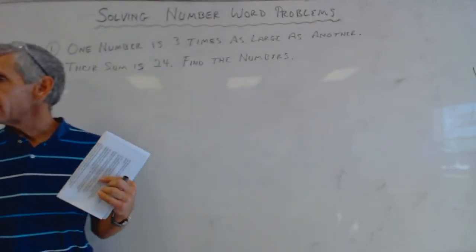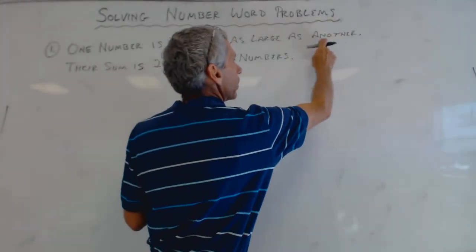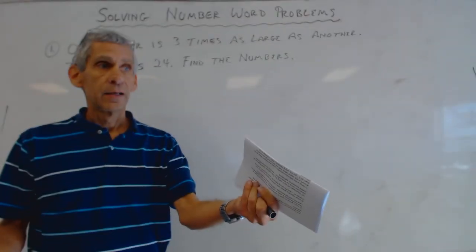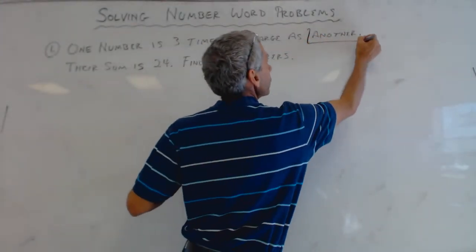So when you see this kind of problem, one number is 3 times as large as another, which is the base? Which is the foundational number? It's another, because you can't just say 3 times as large as nothing. I can't say Raven is 3 times as large as, right? I gotta know as what. It's the what first. So the another is your first thing.